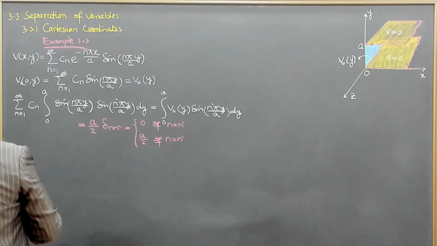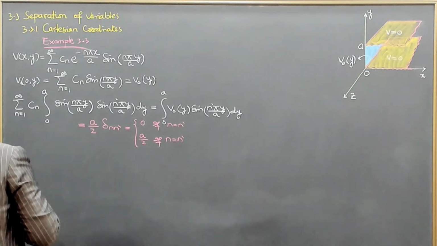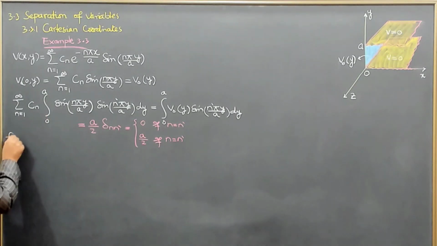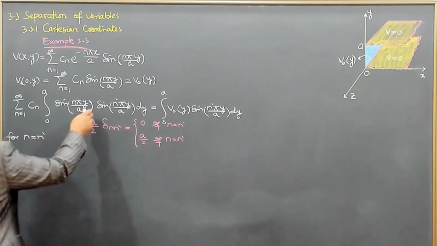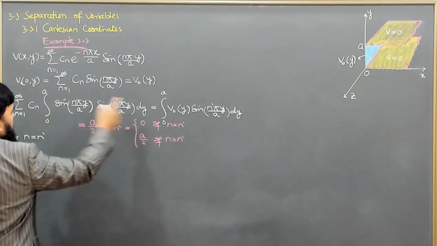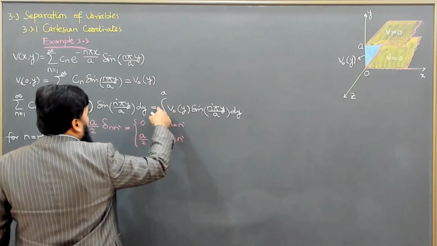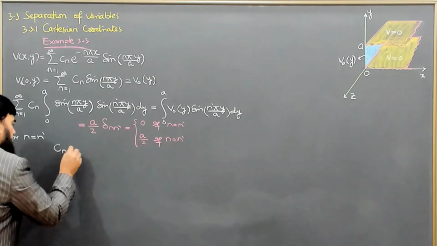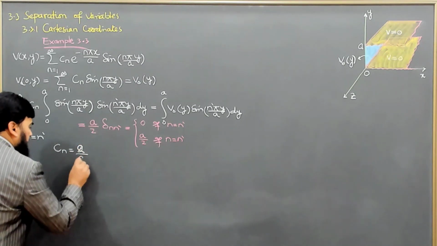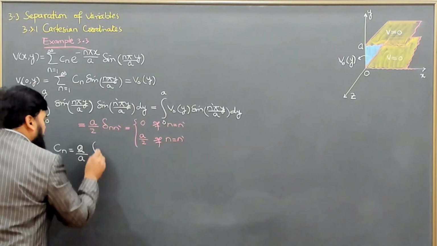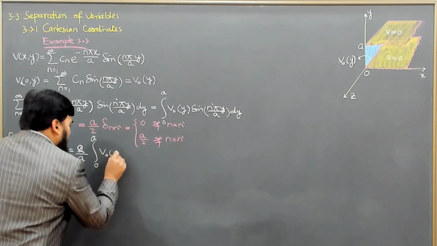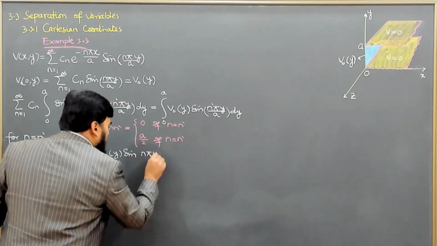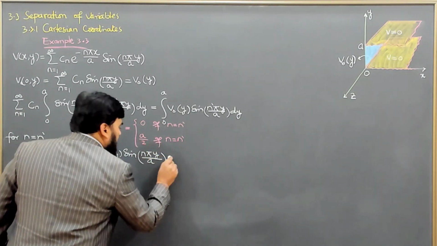So we got the solution here that for n equal to n prime, what we will get? This will become a over 2 for n equal to n prime. For n equals n prime, this thing is equal to a over 2 cn times a over 2. So when that a over 2 will come here, it will become 2 over a, and we get that cn is equal to 2 over a times the integral from 0 to a of v naught of y and sine of n pi y over a, dy.